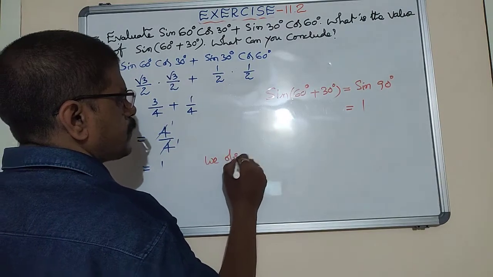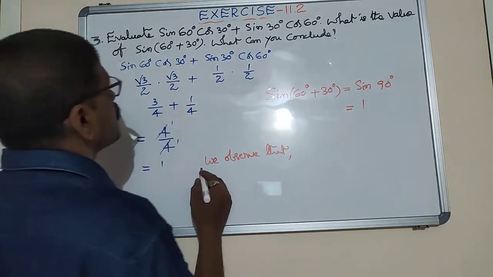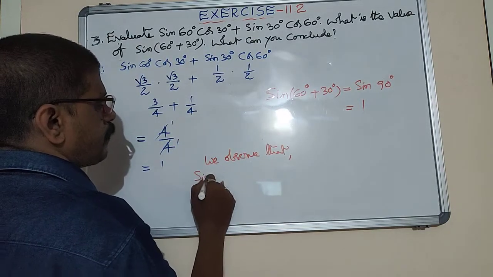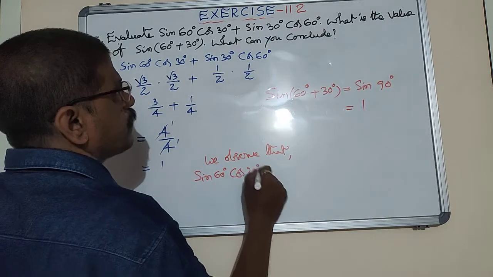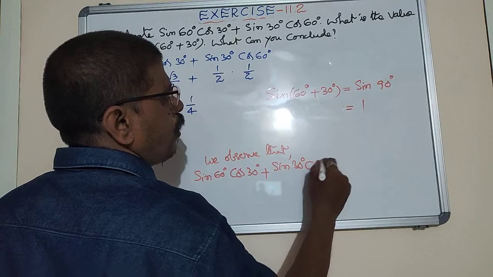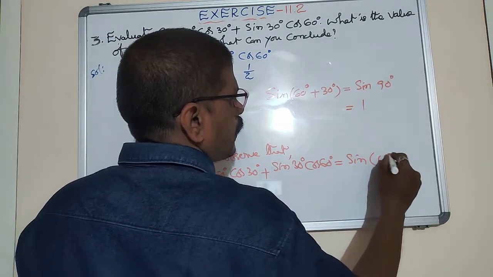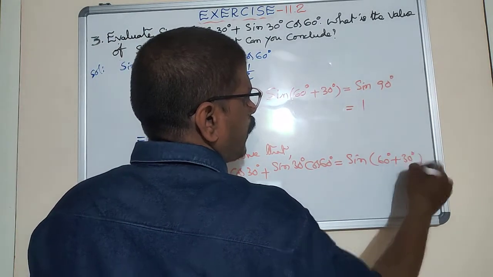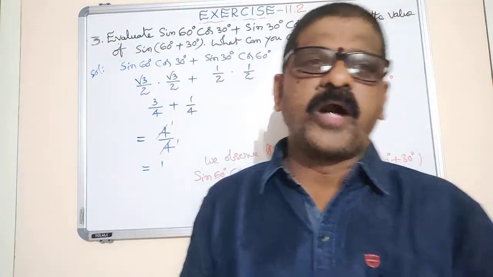We conclude, or we observe, that sin 60 degrees into cos 30 degrees plus sin 30 degrees into cos 60 degrees equals sin 60 degrees plus 30 degrees. Clear? So that means it is in the formula.